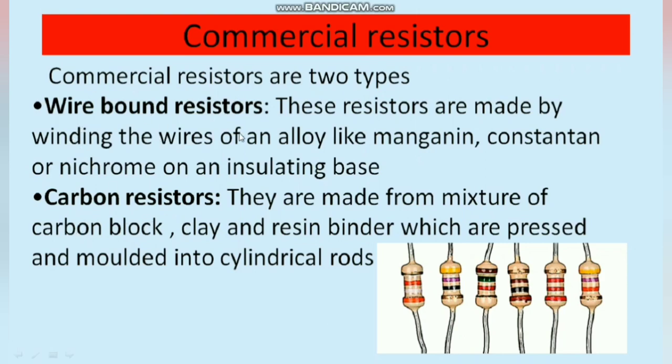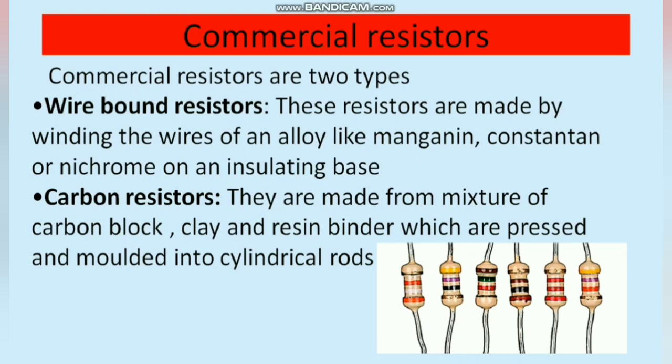And what is a wire wound resistor? These resistors are made by winding wires of an alloy like manganin, constantan or nichrome on an insulating base. The wire made with the alloy of manganin or constantan is wound over an insulating base, and that wire winding will act as a resistor. That's why these resistors are called wire wound resistors.